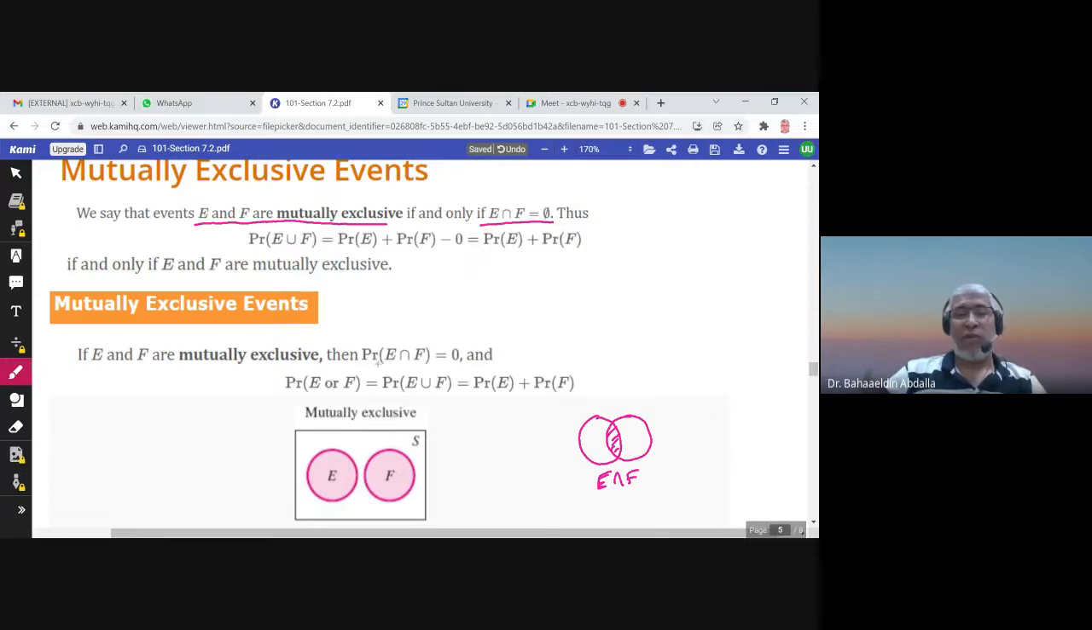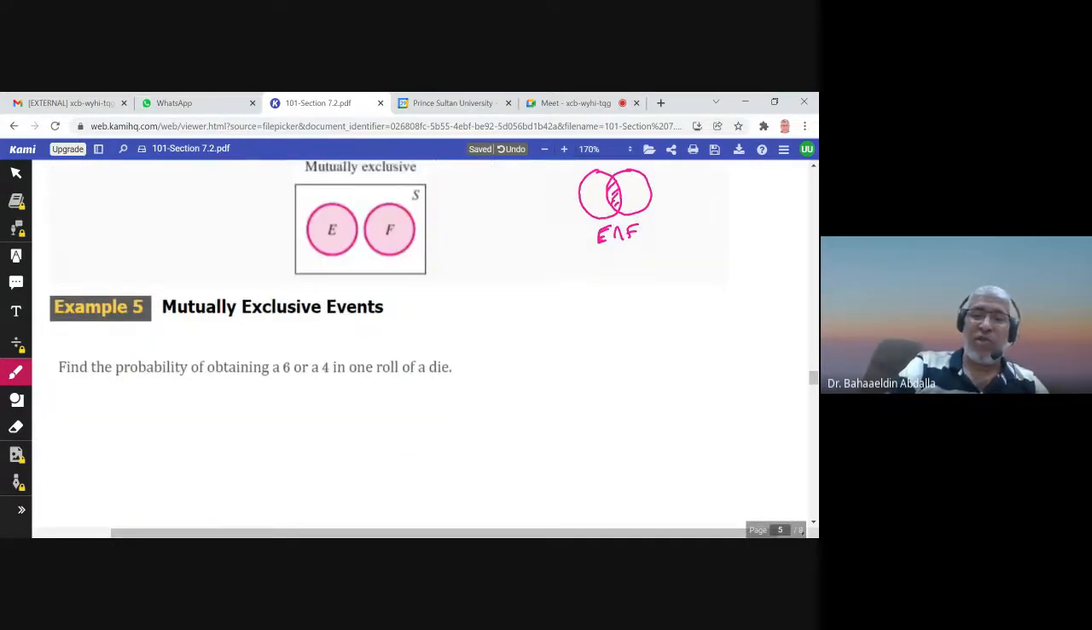What would be the probability of E intersection F? Well, E intersection F is phi, so the probability of E intersection F would be 0. So the probability of E union F, E or F, could be written as probability of E plus probability of F only because we will subtract 0. So that's all about mutually exclusive. Mutually exclusive means there is no intersection.